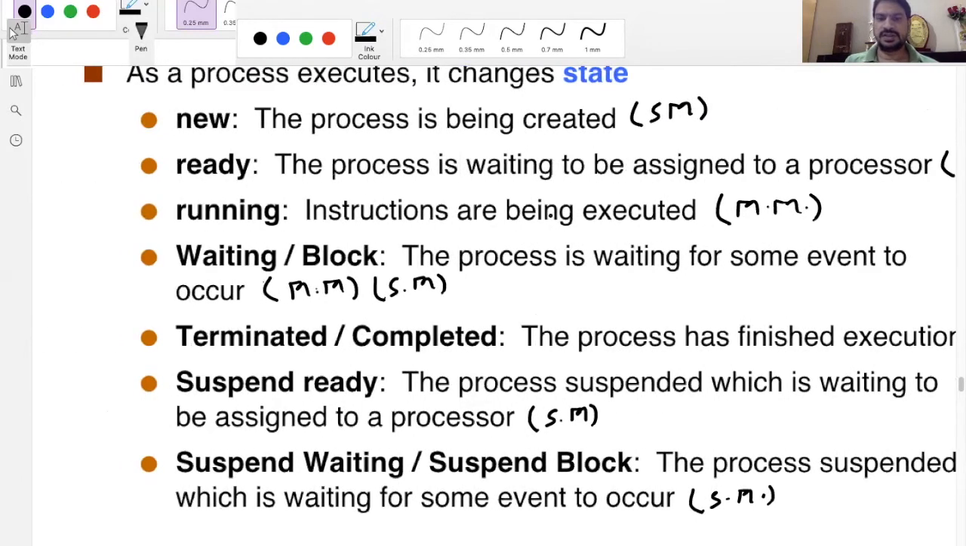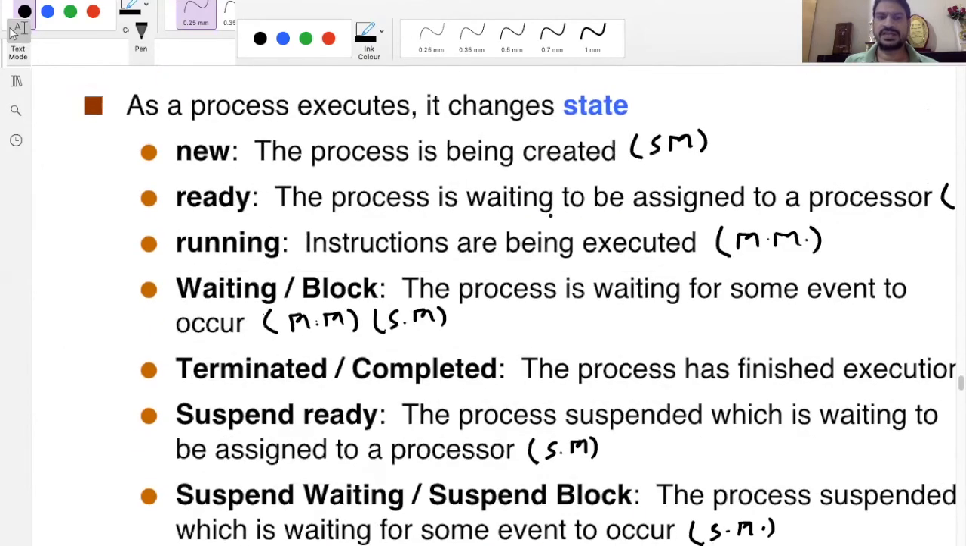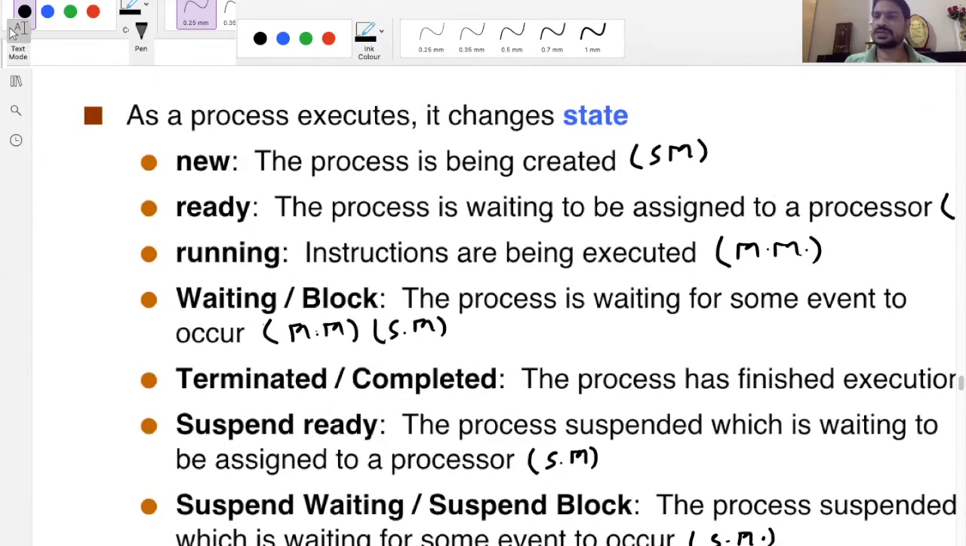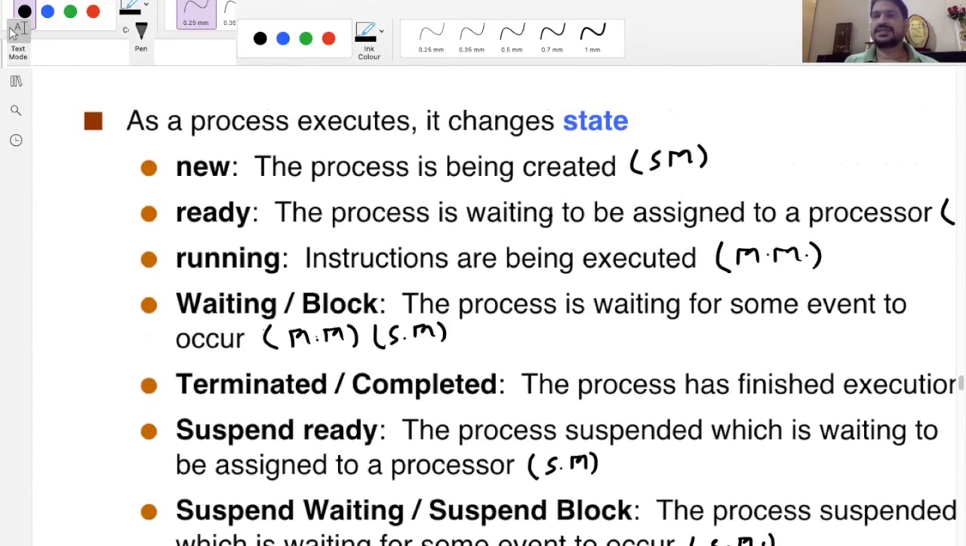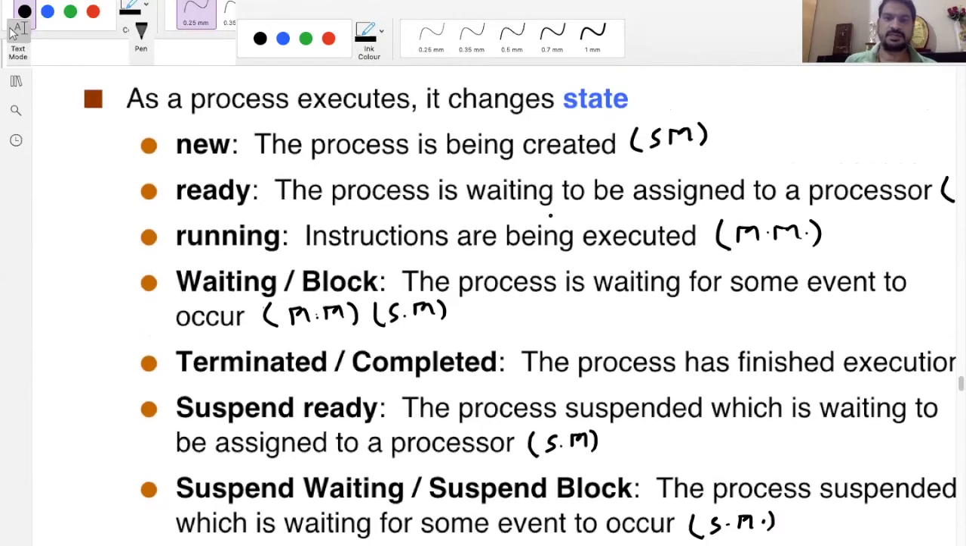So this concept is required to understand different states of a process. Okay. Now, what are the processes? Let's do a quick revision. So the states are: new, when a process is created, just now created.